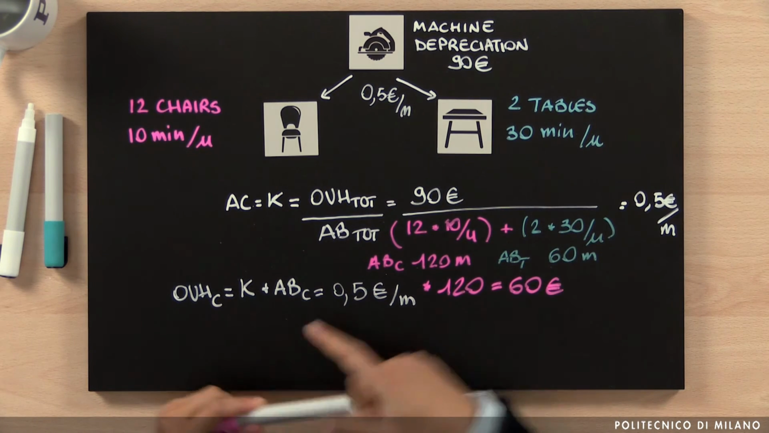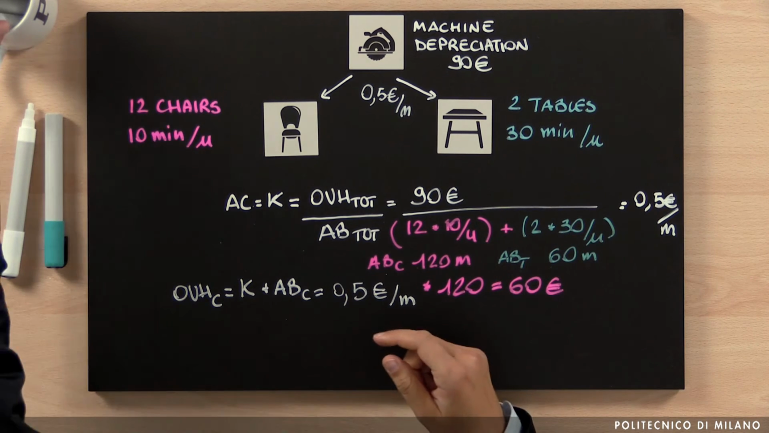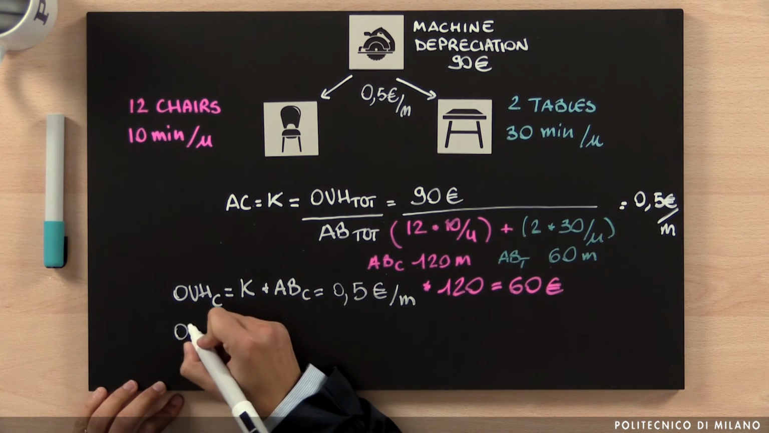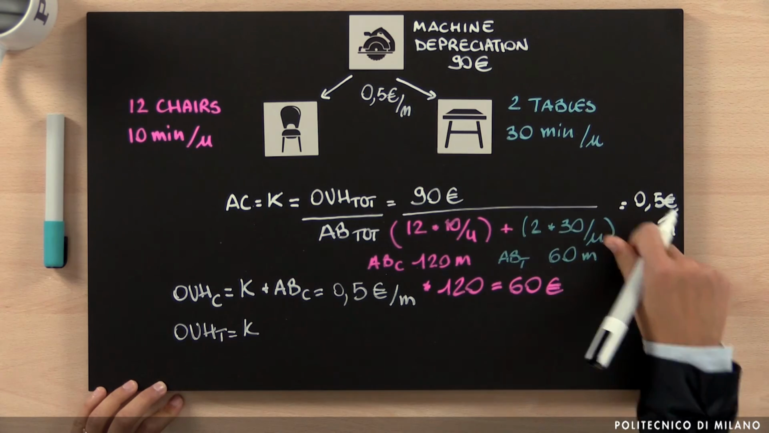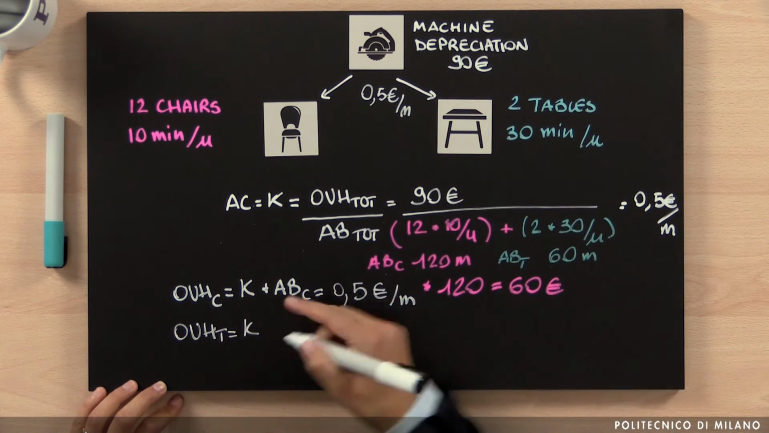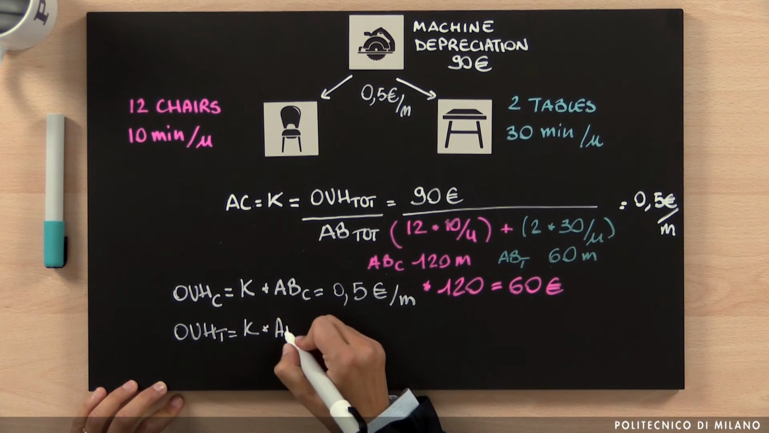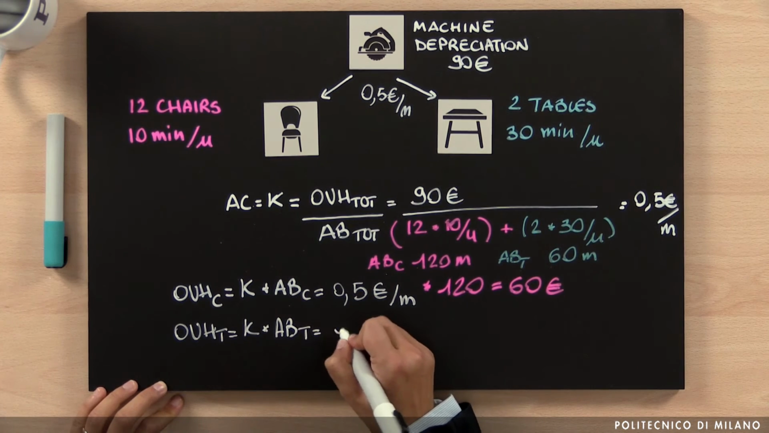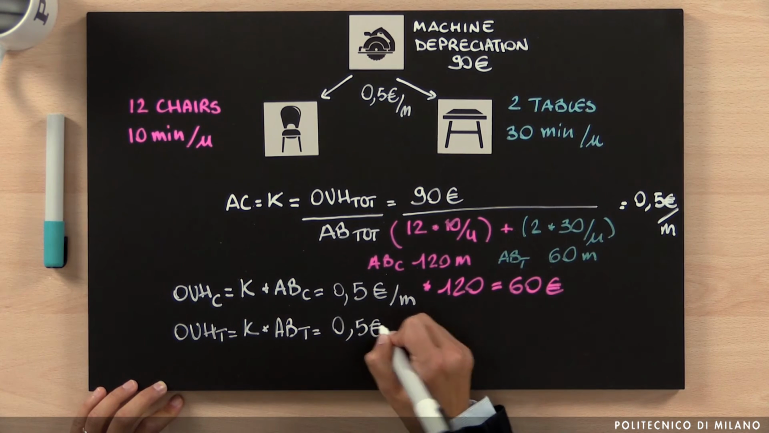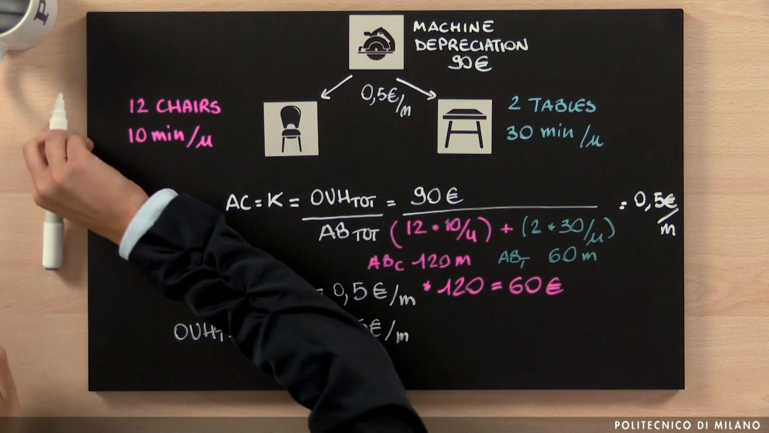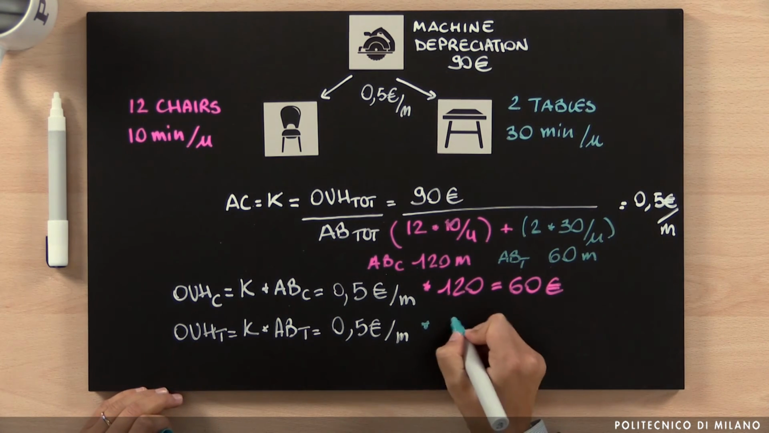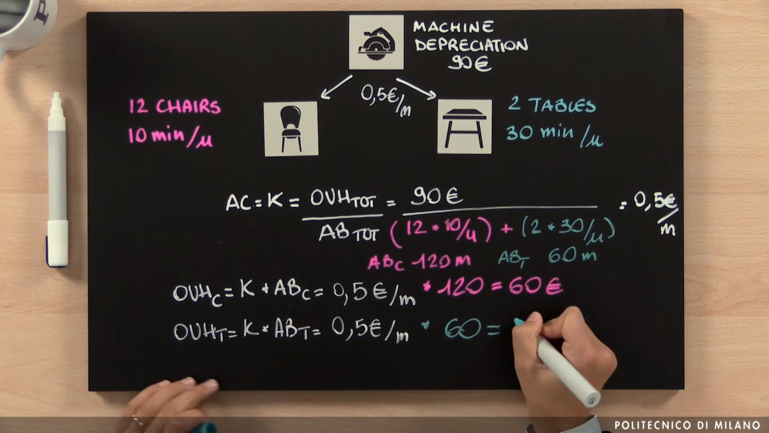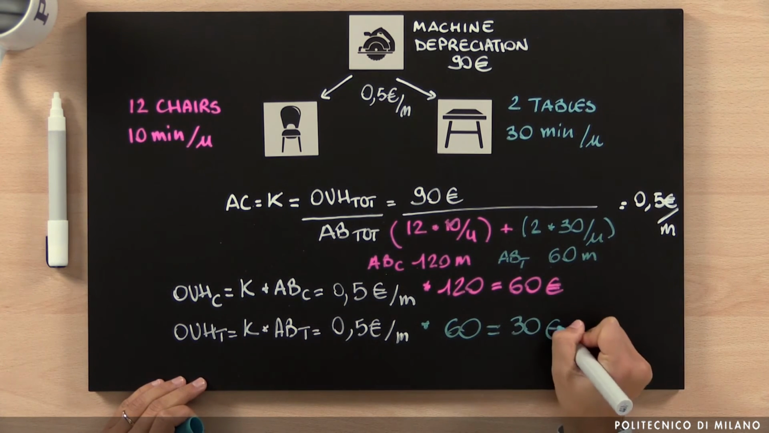If we do the same with the table, we will have that the overhead of the table equals, again, our k, that is the same for the chairs and for the tables, multiplied by the allocation basis of the table. So we will have, again, 0.5 euros per minute multiplied by the allocation basis of the table, which is 60 minutes. So we will have 30 euros.